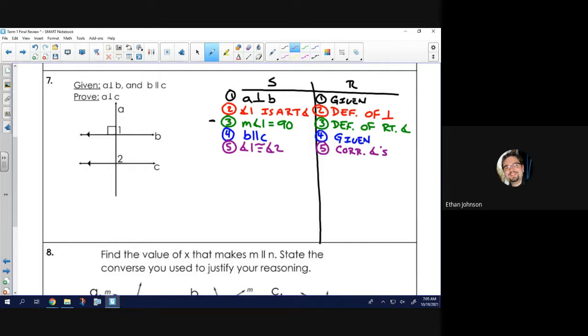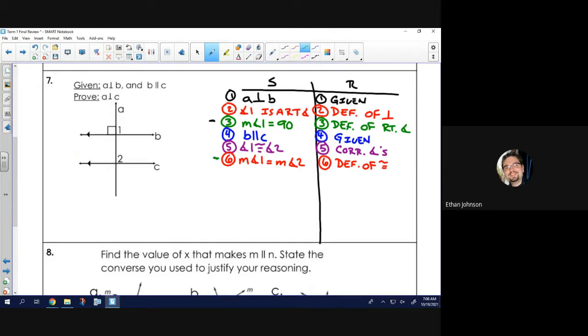Now, we don't have any vocab, but if we look at where we left off on statement 3, we have an equals. On statement 5, we have a congruent. Cannot combine the two. But I can switch a congruent to be an equals. So I can say measure of angle 1 equals the measure of angle 2. Remember, whenever we go from a congruent statement to an equals, it is definition of congruent.